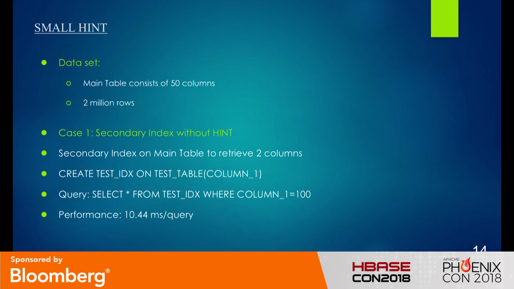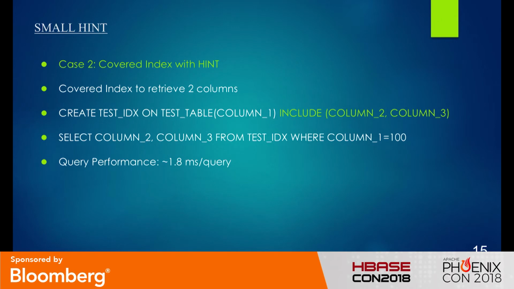So if our use case was to retrieve just 2 columns from the set of 50 columns, it had to do a reverse lookup to the main table from the index table just to retrieve those 2 columns. And the query performance for the same was close to 10.5 milliseconds per query.